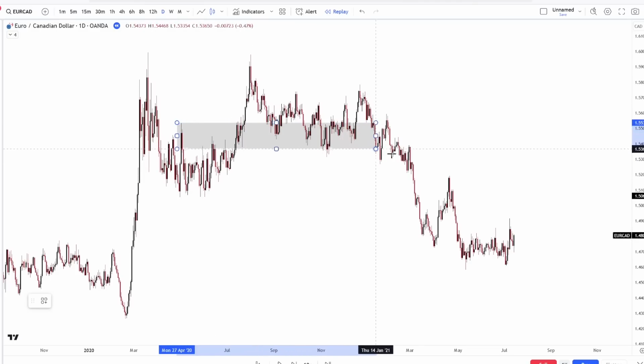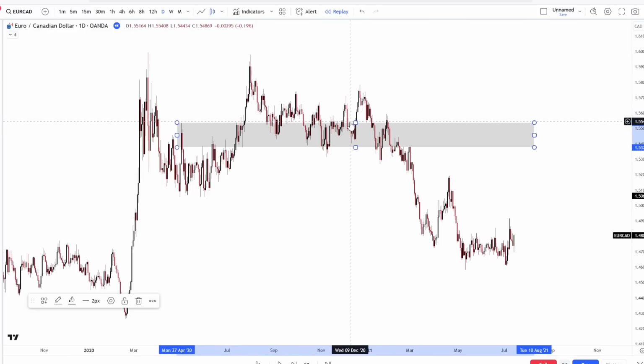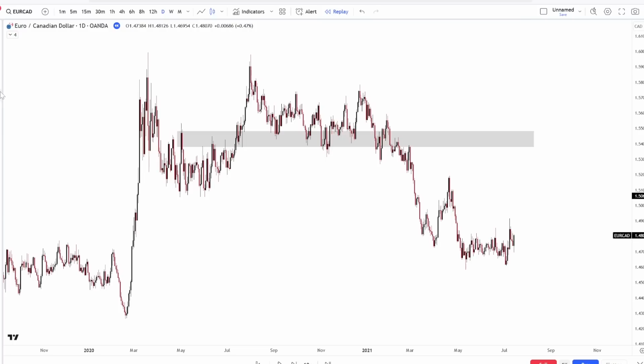We have rejection here, here. This would be one level. Why are we considering this level? Because you had a rejection here, here. Prior to this, you had a rejection here, and you have rejection after rejection. Another rejection here. So this is one level.